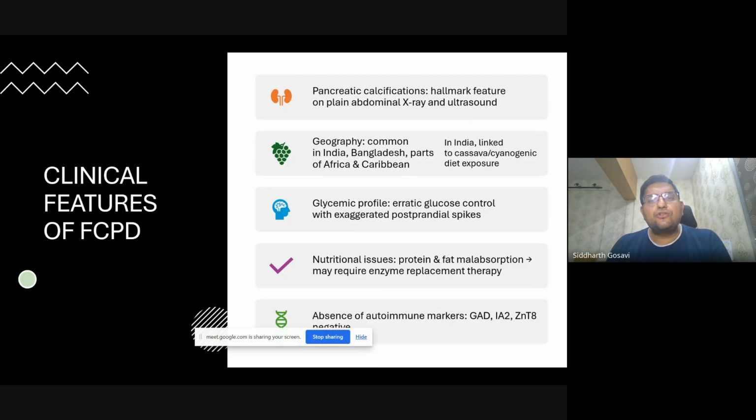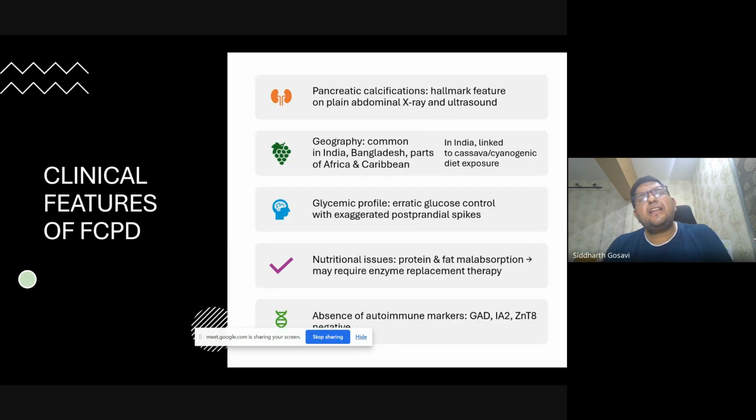There is erratic glucose control with exaggerated postprandial spikes. And nutritional issues also are there in the form of protein and fat malabsorption, which may require enzyme replacement therapy. The most important feature is absence of autoimmune markers such as the glutamic acid decarboxylase antibody, IA2, the islet antigen 2 antibody, and zinc transporter 8 antibody.